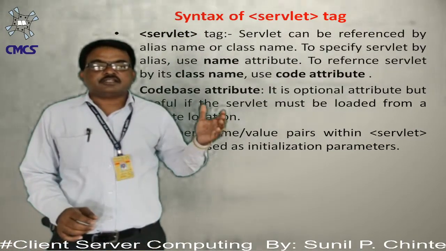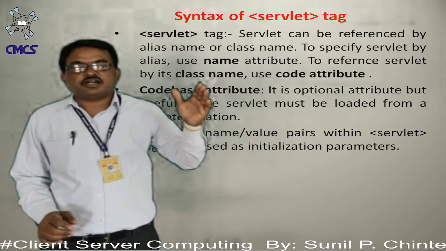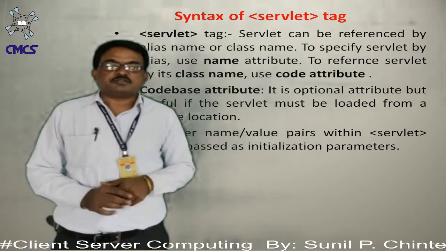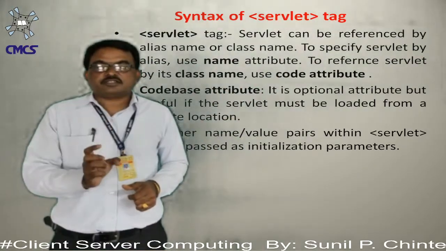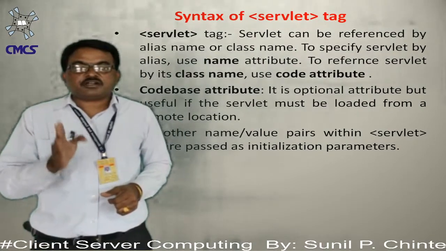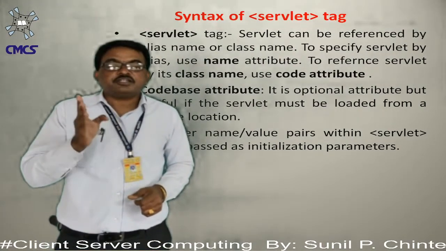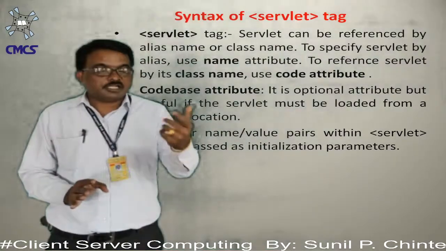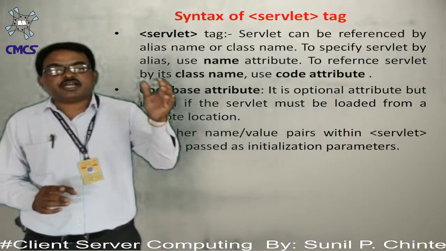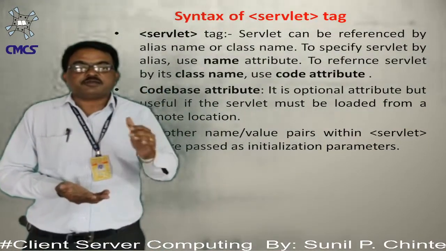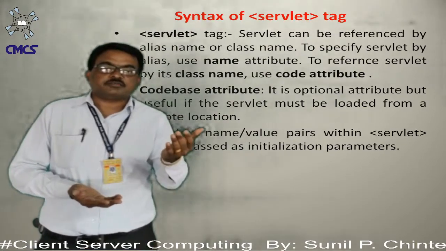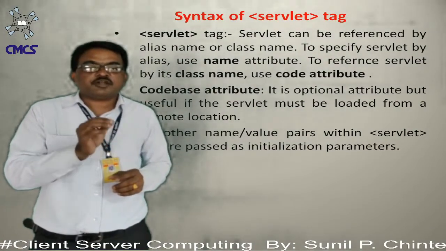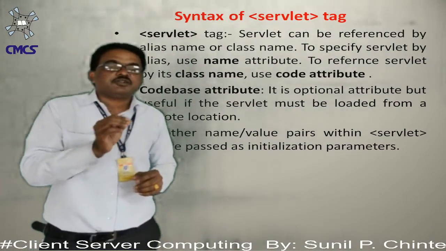The servlet tags can be referred to by using alias names or class names. Okay, means the actual servlets can be referenced by using their alias name or the class name. Okay, means we cannot directly interact with the actual servlet. It can be referred to by its alias name or the class name. To specify a servlet by the alias name, we use the name attribute, or to refer to the servlet by using the class name, we use the code attribute.